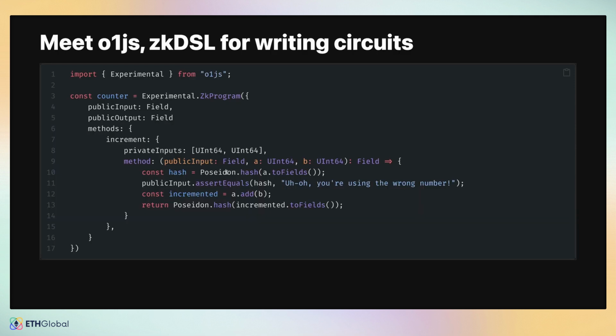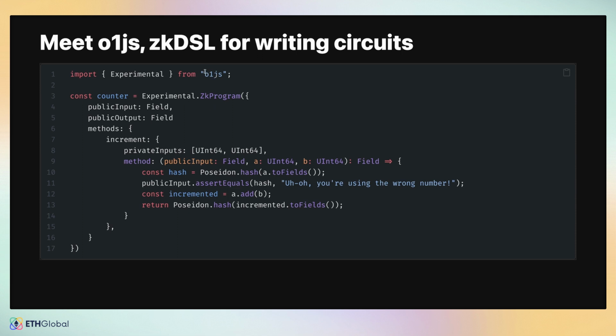To write circuits, you first need some form of proof system language. What we use is a library called O1.js. O1.js is effectively a zk-DSL for writing circuits. The code snippet that you see right now shows you how to write a very simple counter circuit. So first, you have to install O1.js.